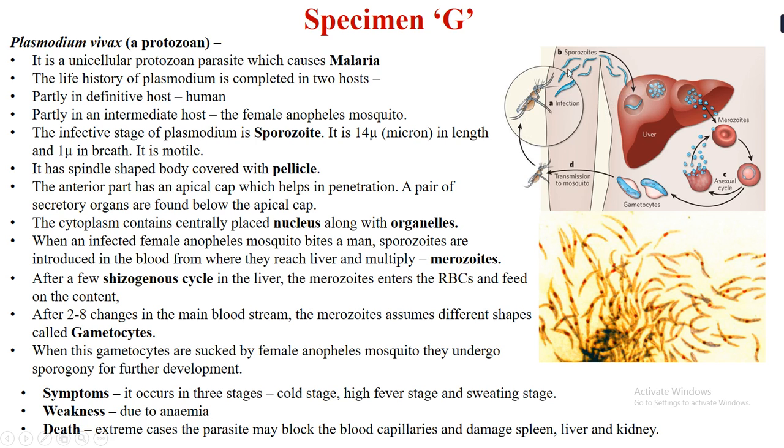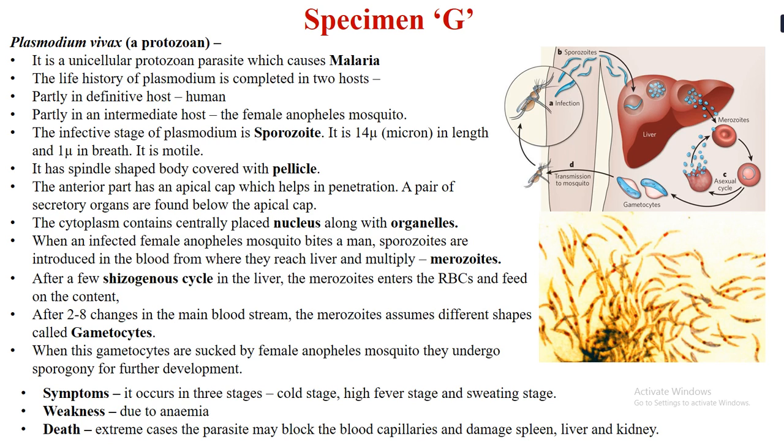When an infected female Anopheles mosquito bites a human, the sporozoites are introduced into the blood, from where they reach the liver of the human. Then they multiply, forming merozoites. After a few schizogenous cycles in the liver, these merozoites enter the RBCs and feed upon the content of the RBCs. They disrupt and destroy the RBCs of your body, and then after 2 to 8 changes in the main blood streams, the merozoites become gametocytes.